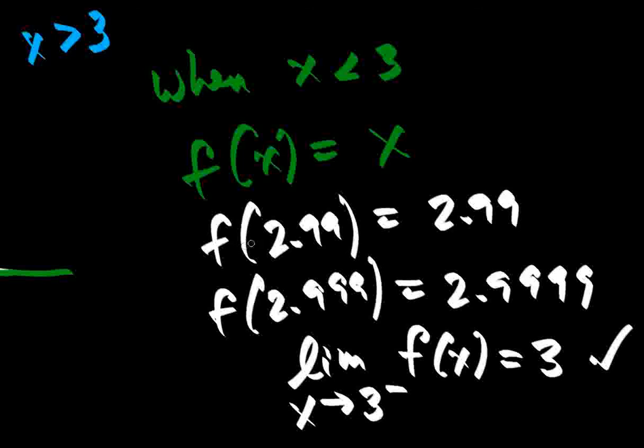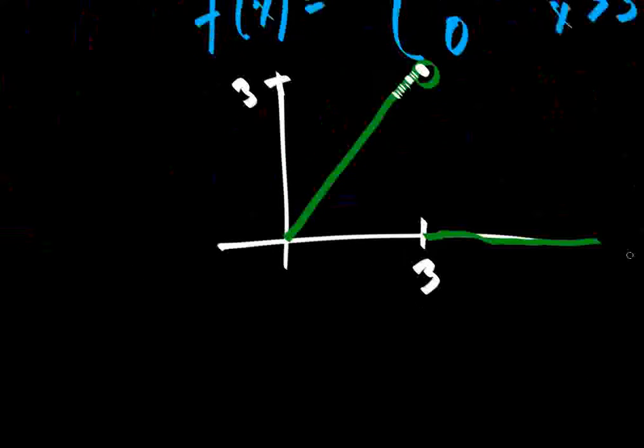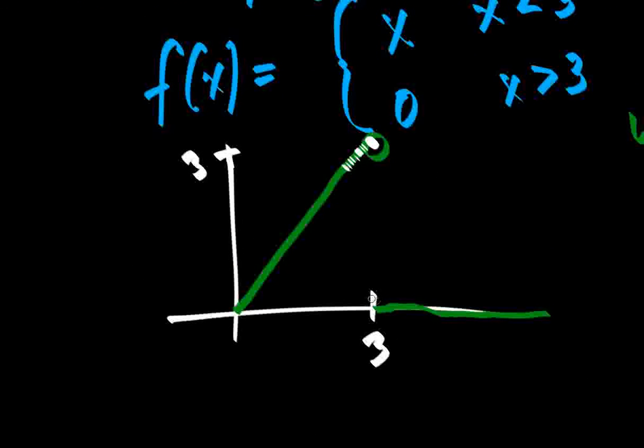We got that numerically by plugging in numbers closer to 3. We also got there graphically because from the left side of this function, as I'm getting closer to 3, I get closer to 3. There you go.